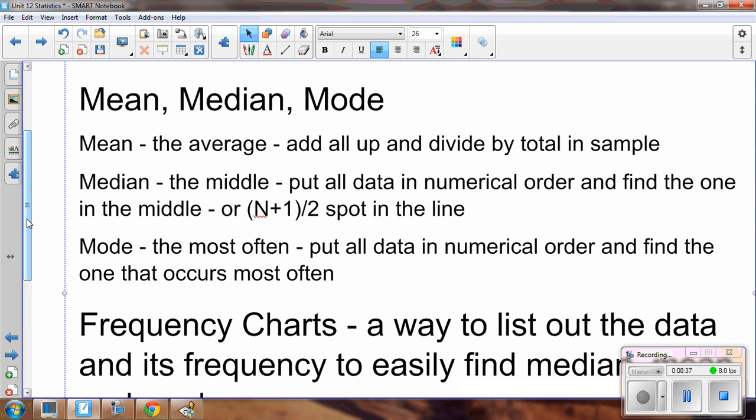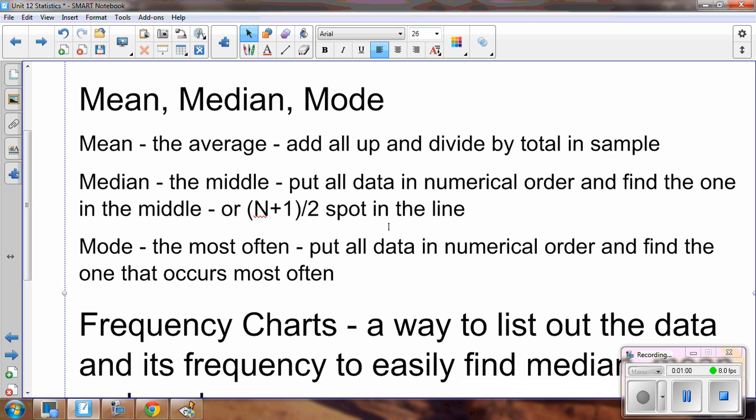The median is when you put all the data in numerical order and find the one in the middle. If you want to figure out what spot that is, like if you have 432 pieces of data, you take that 432 and plug it into this formula: 432 plus 1, which would give you 433, divide by 2, and that would give you the spot that you are in line.